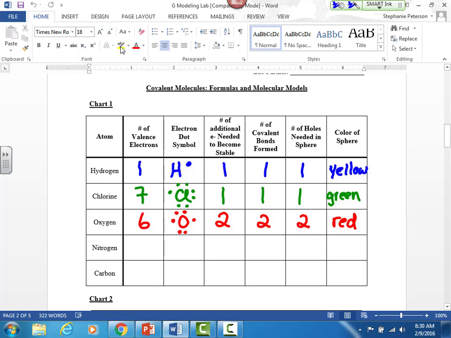Nitrogen, how many? 5. Draw its dot structure. 3 singles and 1 pair. How many electrons needed? 3. How many bonds? 3. How many holes? 3. These are blue.